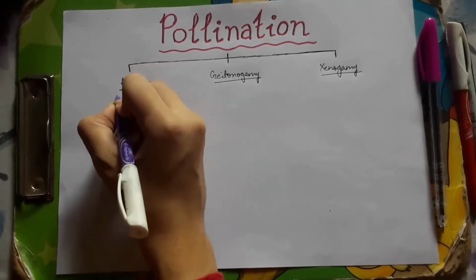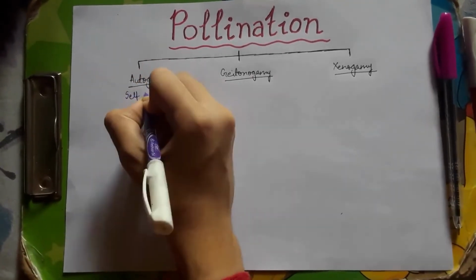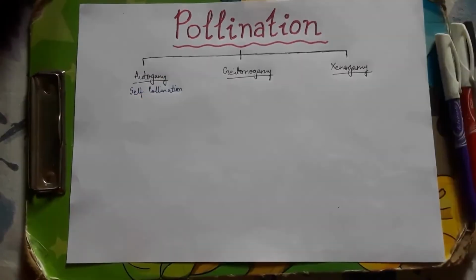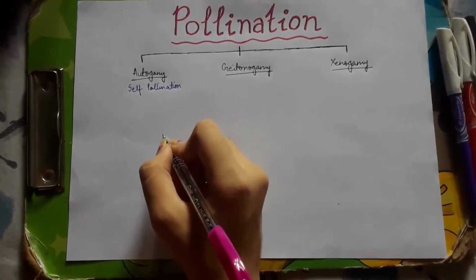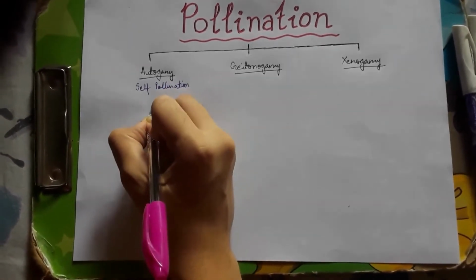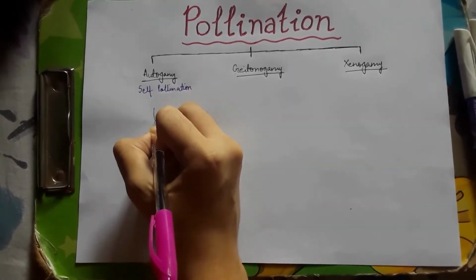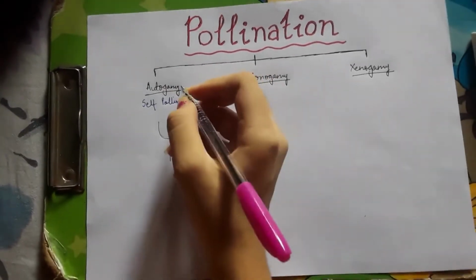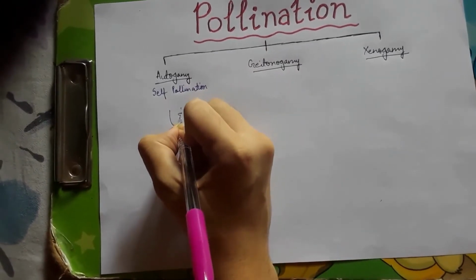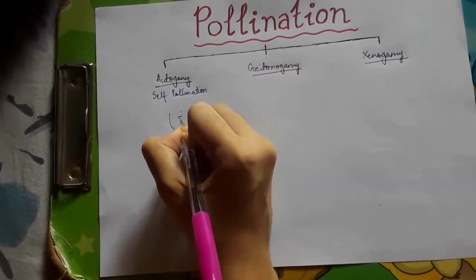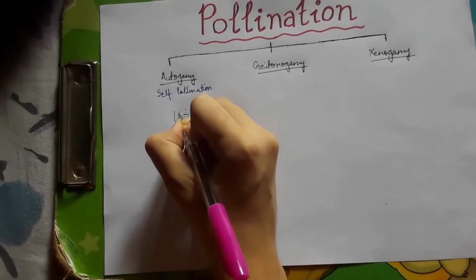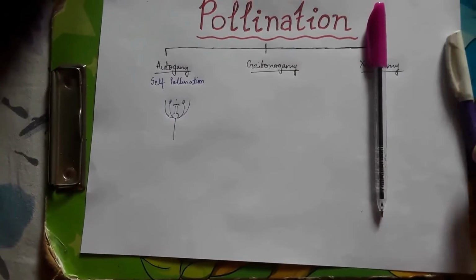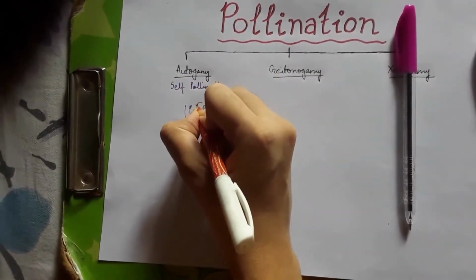Let's start with autogamy. It is also called self-pollination. This is because it refers to the transfer of pollen grain from the anther of a flower to the stigma of the same flower of one plant only. So this is the flower, the stigma and the stamens. So autogamy is self-pollination.